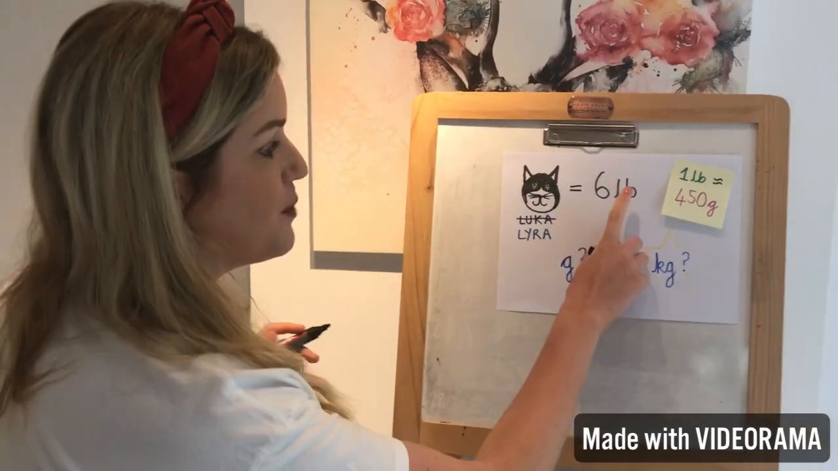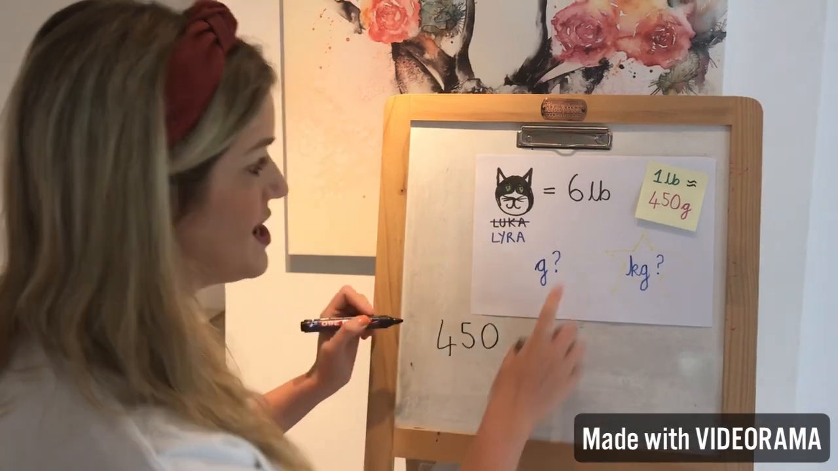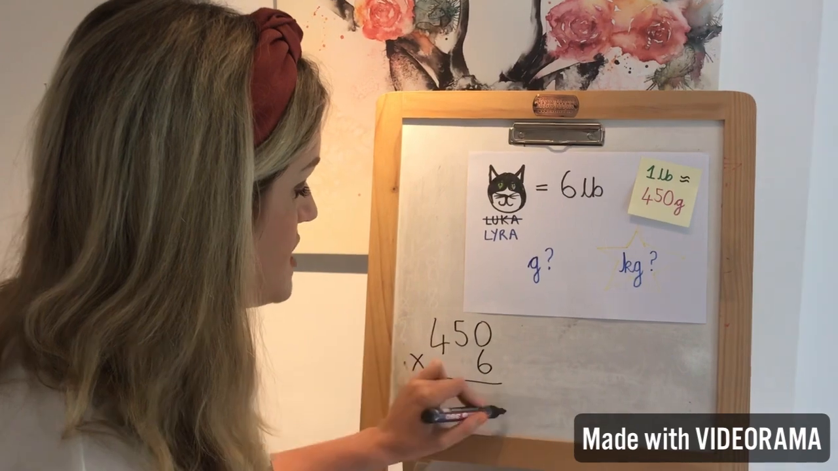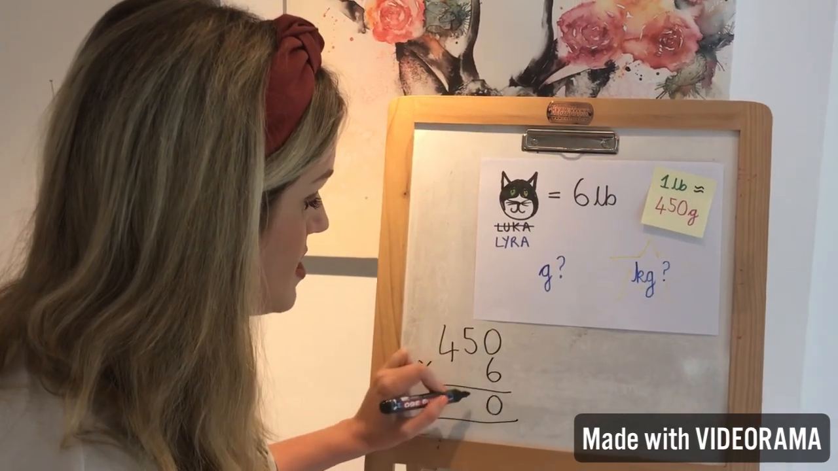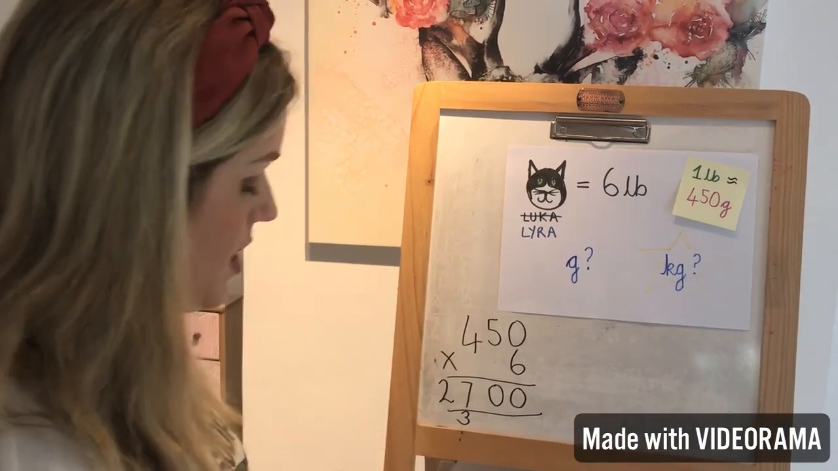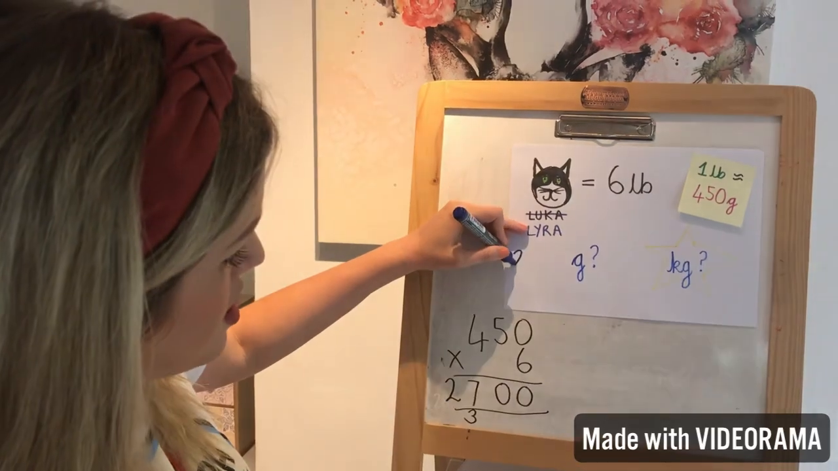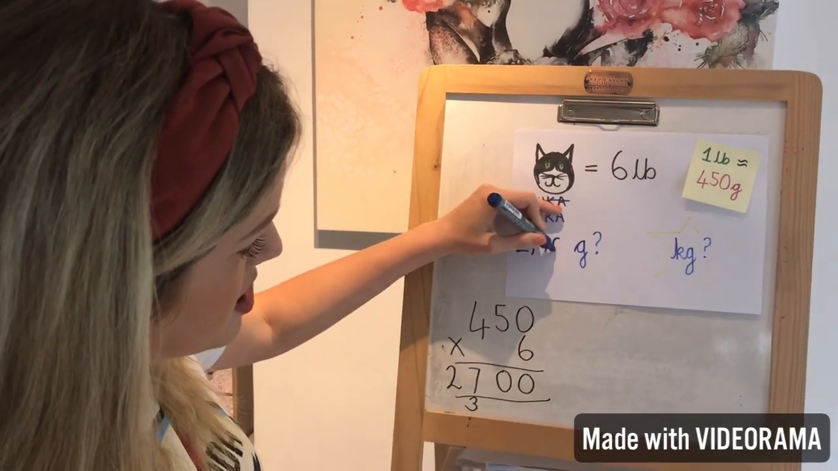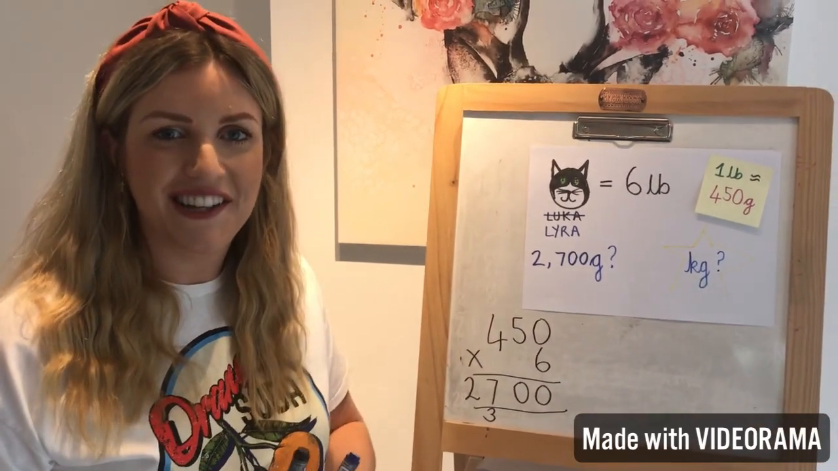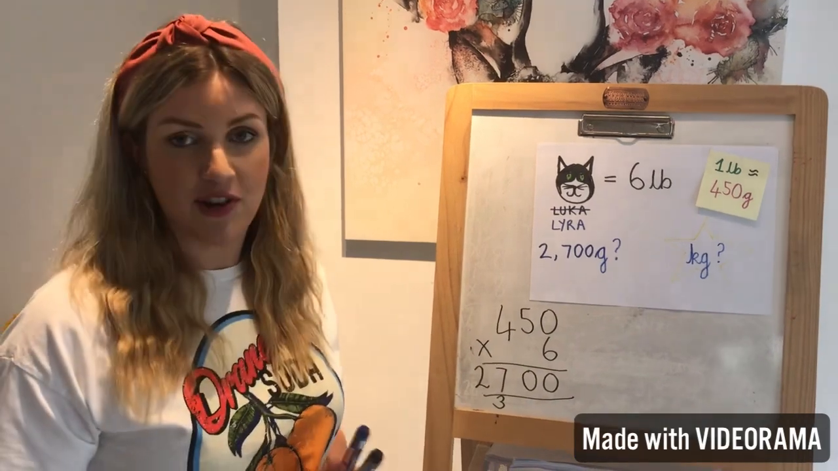Okay, so if we know that 1 pound is 450 grams and we're working out 6, we can times 450 by 6. Okay, and that gives us the answer of 2,700 grams. That seems like quite a lot now. Okay, but that is right, 2,700 grams.